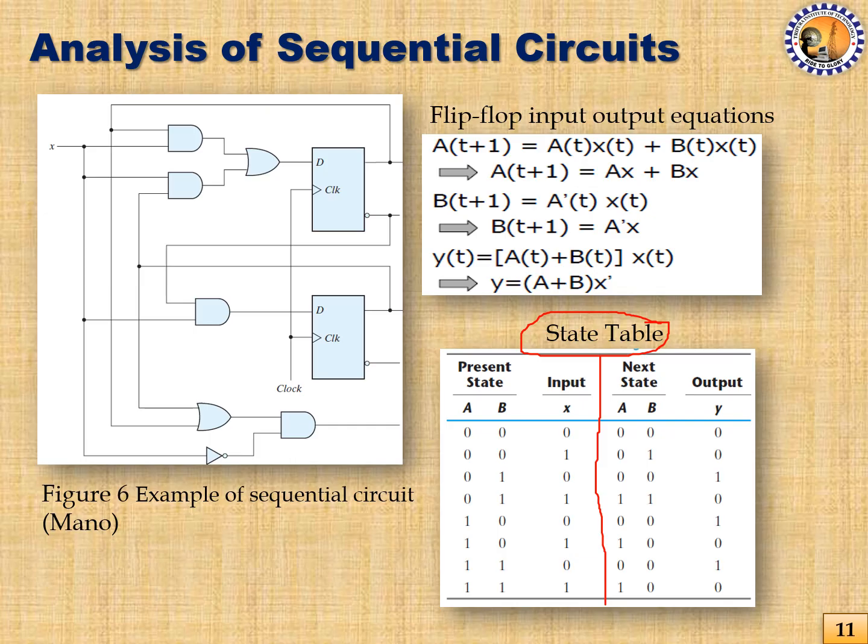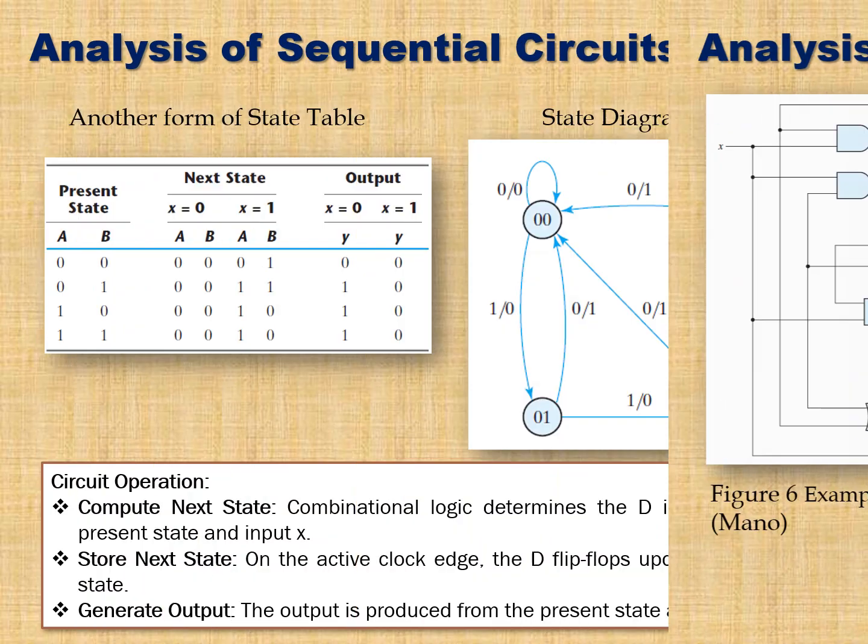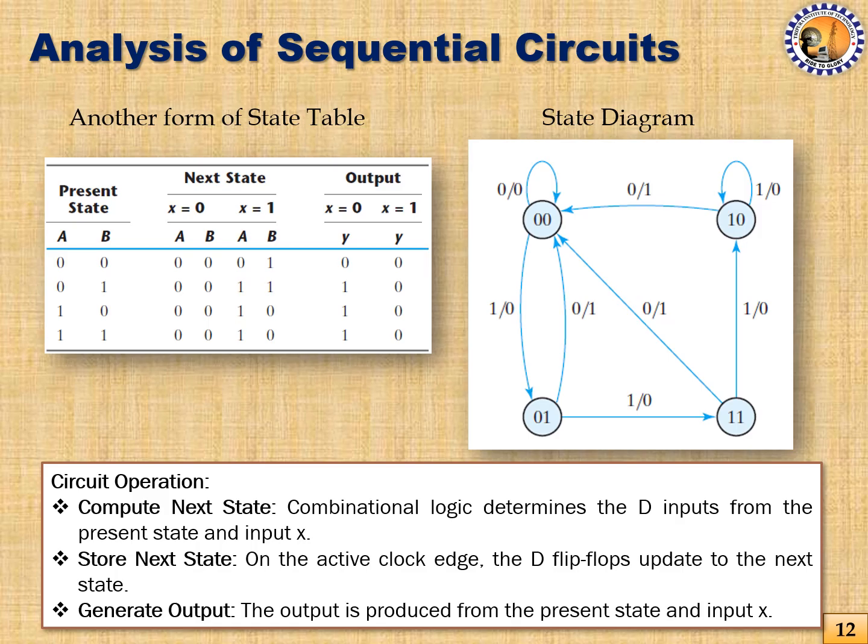Then the output expression is like this. If we place all the values over here, the different conditions, we will find the next state values, that is A and B, and the output values are determined. Based on this, now we can find out the state diagram. Here we can see that this is another representation of the state table.